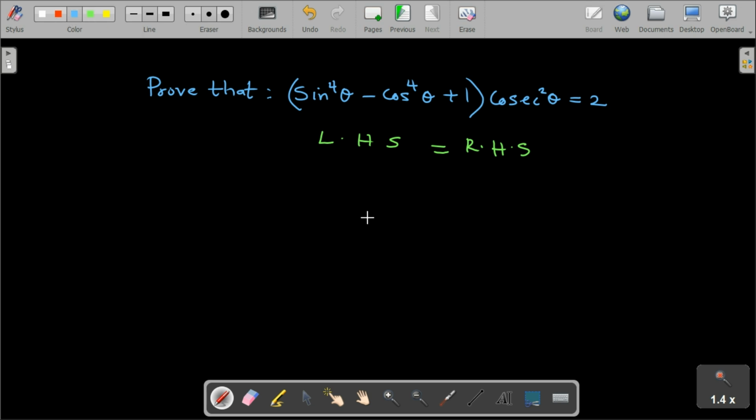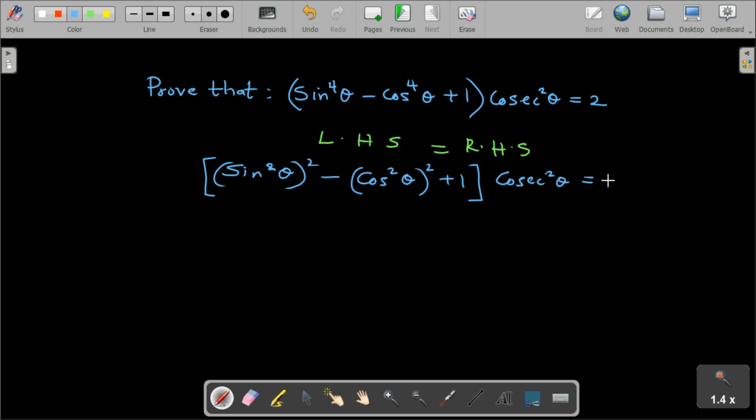First, we have sine to the power of 4 of theta minus cos to the power of 4 of theta. Note that sine to the power of 4 can be rewritten as sine square theta all squared, minus this one also can be written as cos square theta all squared, then plus 1. We have this whole expression multiplied by cosec square theta, equals to 2.